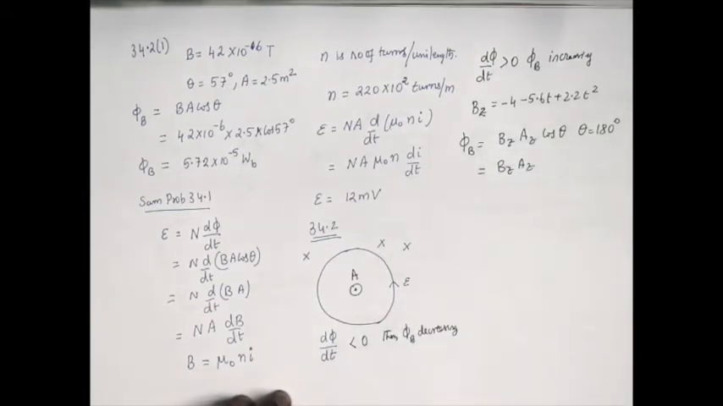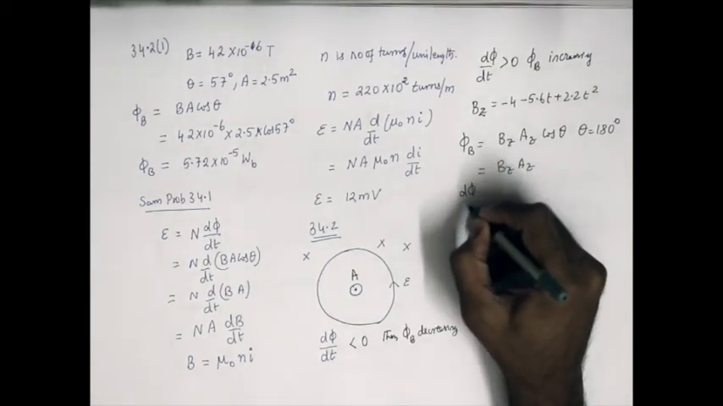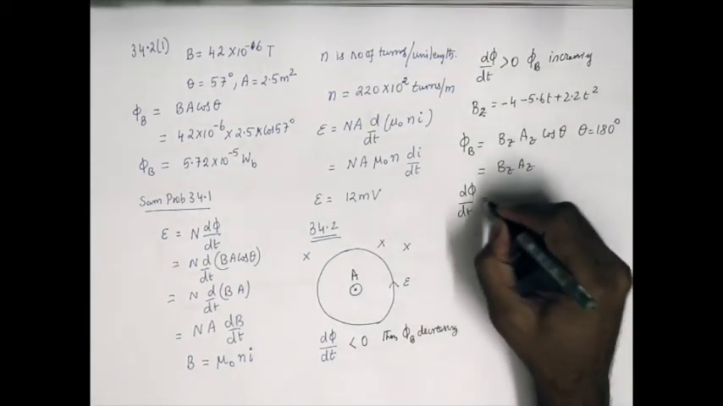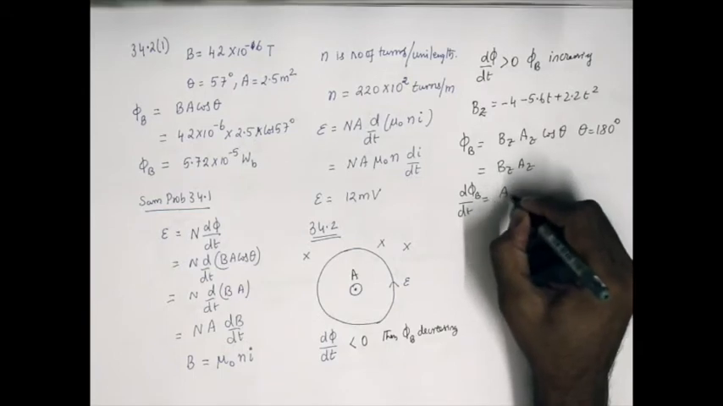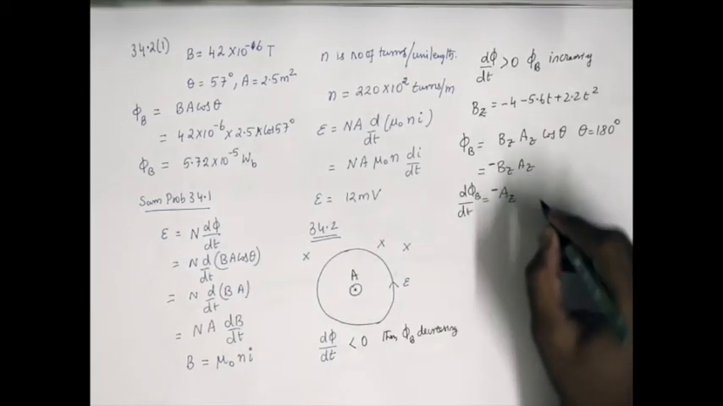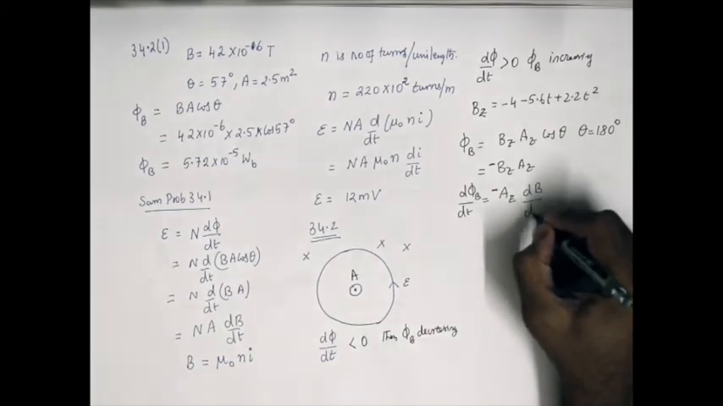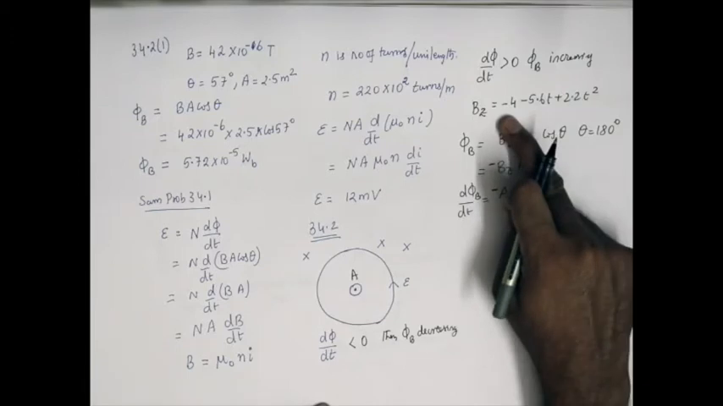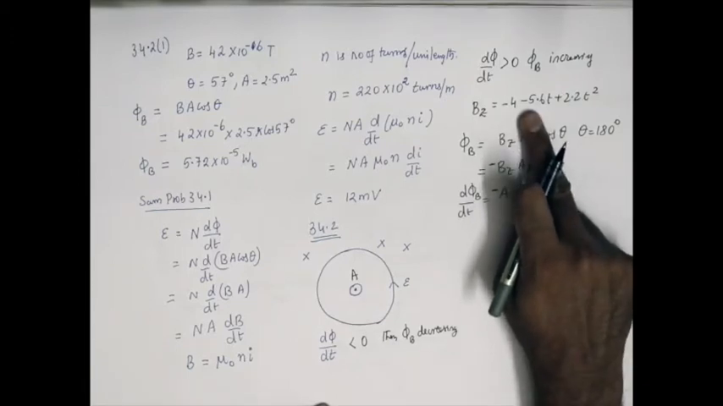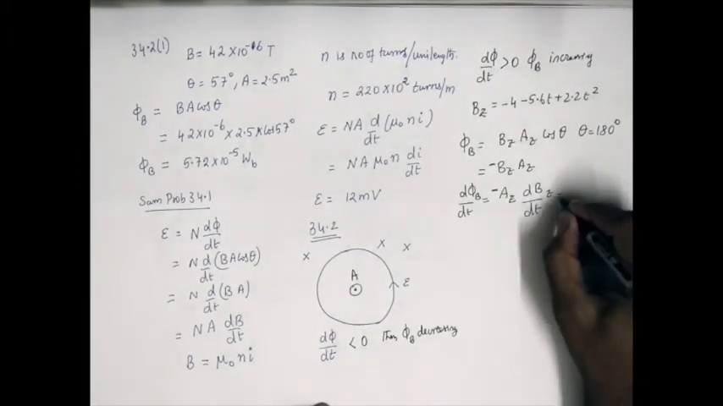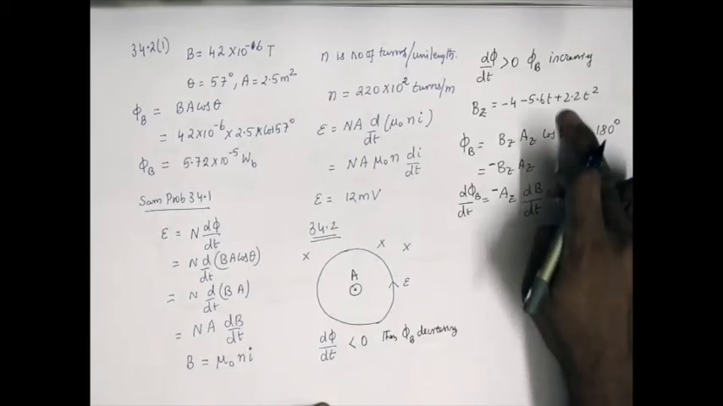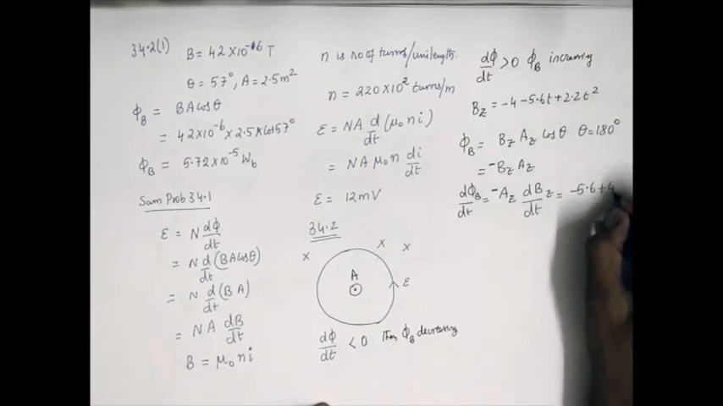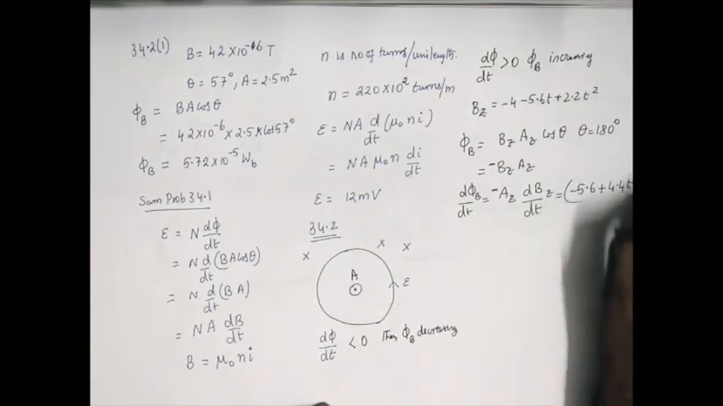Now the second step of the algorithm will come into play. That is, we are going to find out what is the rate of change of flux. d phi by dt will then be given by A of Z, there is a minus sign, and dB by dt. So let us take the derivative of this function. First is a constant, so it will drop out. 5.6t will become minus 5.6 and this becomes plus 4.4 into t.